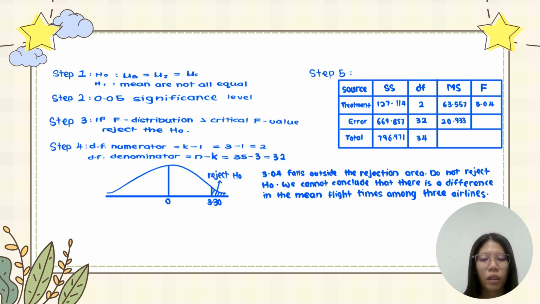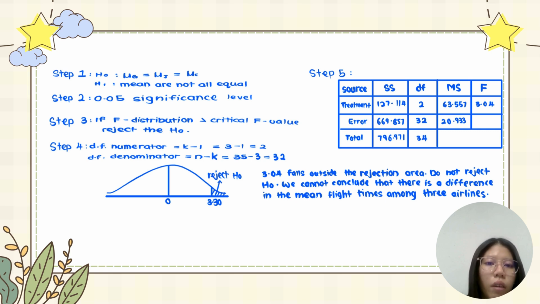So step 5 is we will key in the data that is given in the question into the calculation. We used the calculator to get the sum of squares, the degrees of freedom, the mean squares and the F distribution. At the last, we get the sum of squares for treatment is 127.114. Sum of squares for error is 669.857. And the degree of freedom for treatment is 2. Degree of freedom for error is 32.